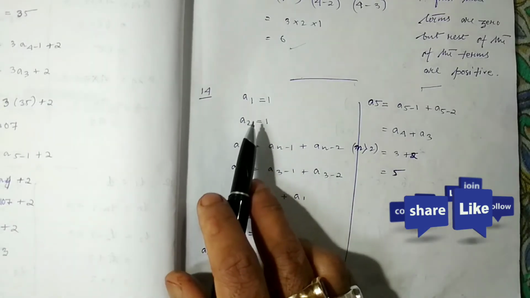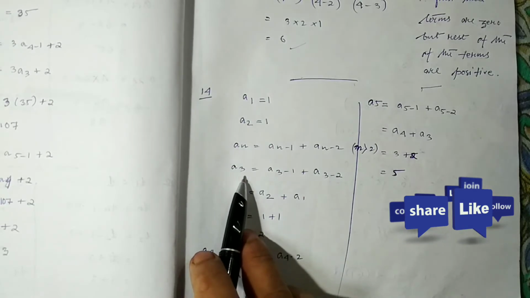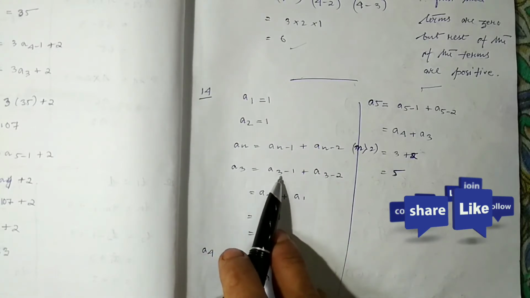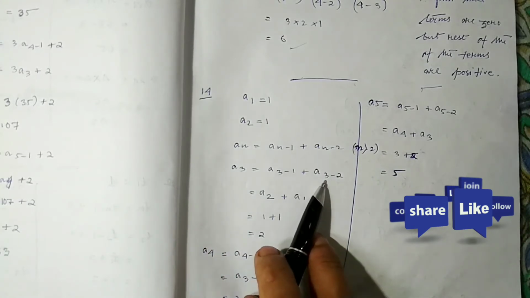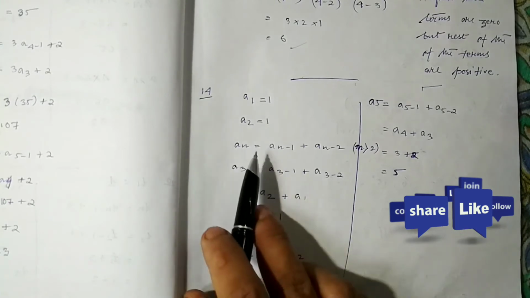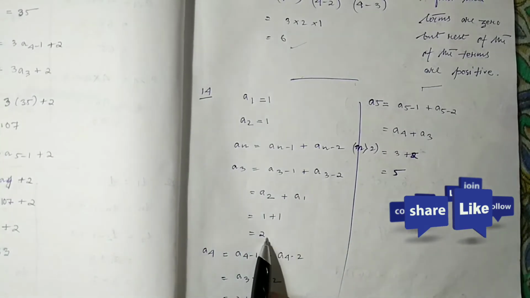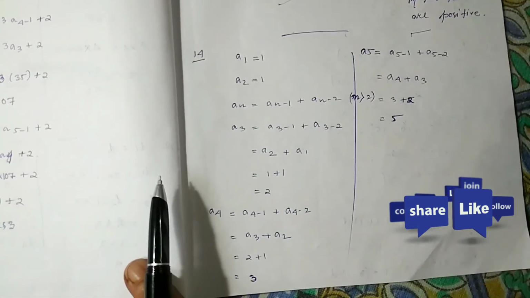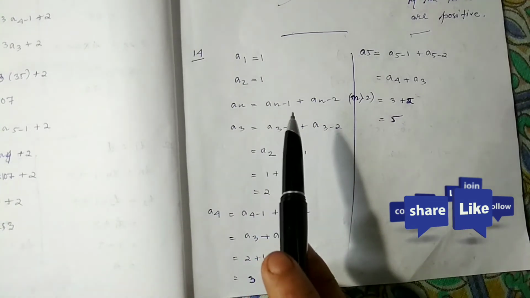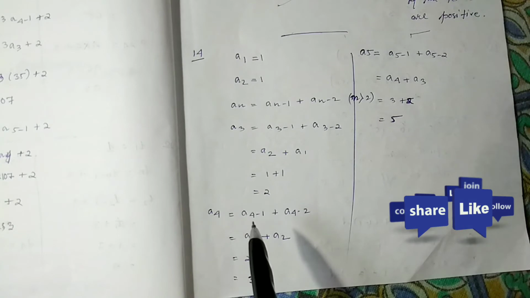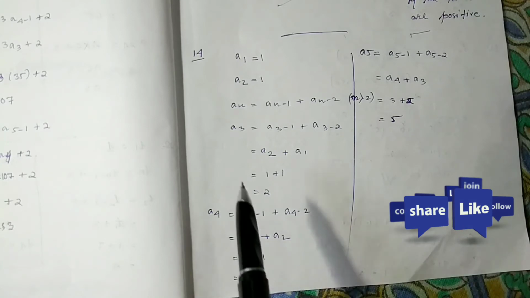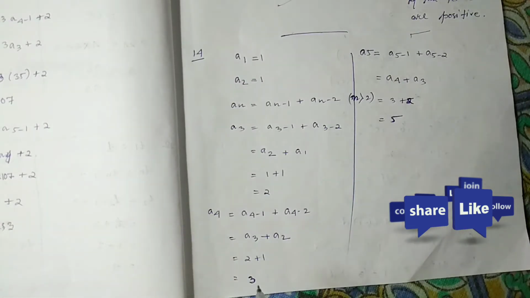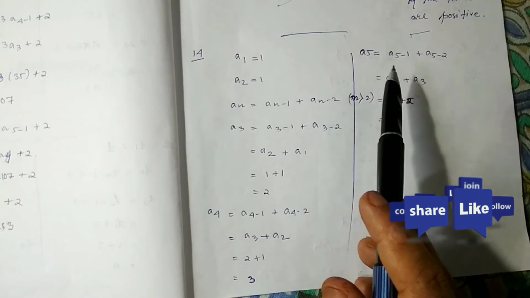Now, since a1 and a2 are already known, let me first find a3. a3 will be a3 minus 1 plus a3 minus 2. So, a3 minus 1 will be a2 plus a3 minus 2 will be a1, 1 plus 1. 1 plus 1 will be 2 because a2 and a1 both the values are given in the question. Similarly, for a4, a4 will be a4 minus 1 plus a4 minus 2. That means a3 plus a2. a3's value is known to us, that is 2, and a2 is given 1. So it will be 2 plus 1, 3. Similarly, we can calculate a5. It will be equal to 5.